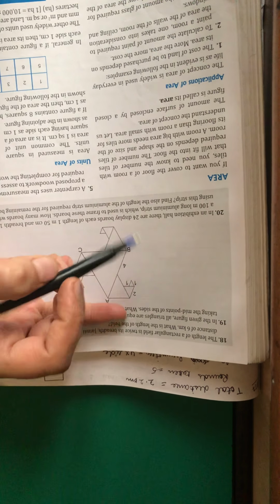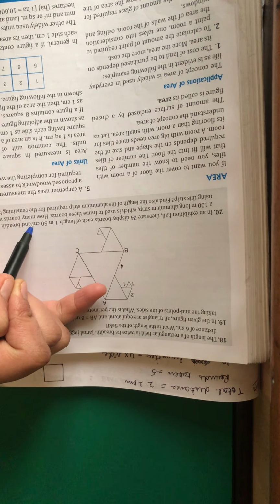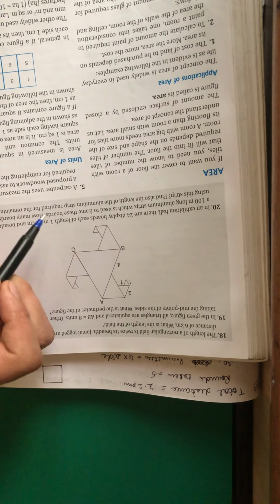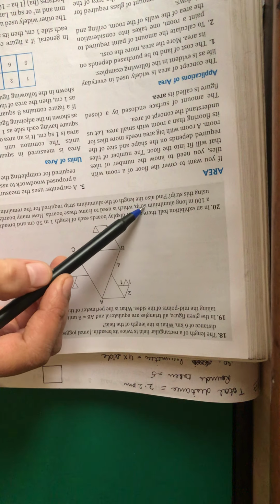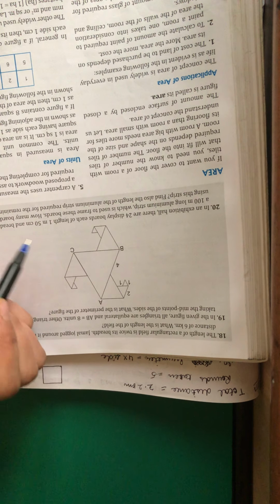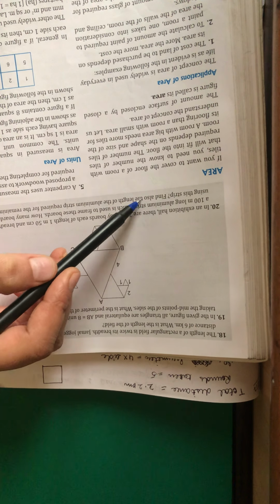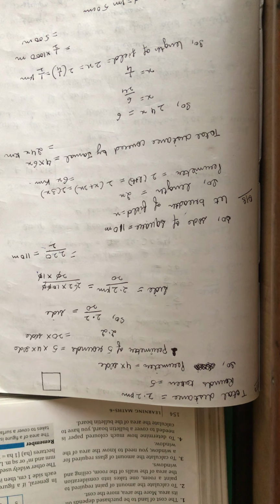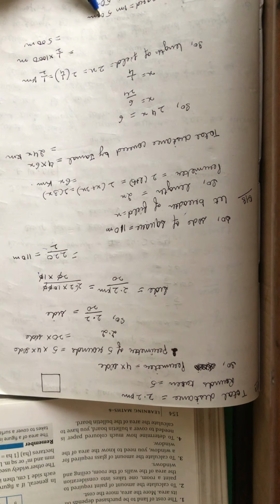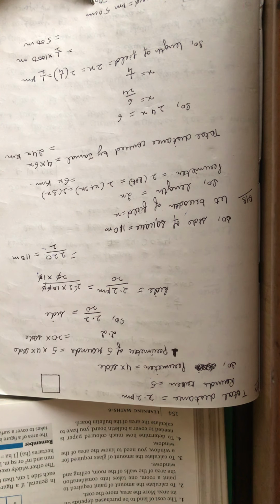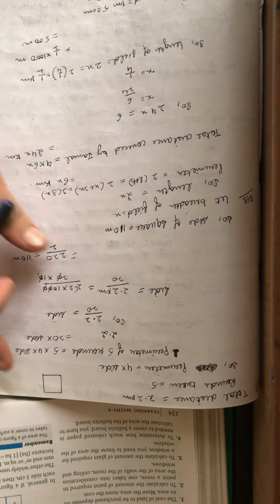Next, 20th question is, in an exhibition hall, there are 24 display boards, each of length 1 meter 50 centimeter and breadth 1 meter. There is a 100 meter long aluminium strip which is used to frame these boards. How many boards will be framed using this strip? Find also the length of the aluminium strip required for the remaining boards. Okay, let us calculate how many boards will be framed. Length of board is 1 meter 50 centimeters. So you will convert it into meters first. 50 centimeters, so it will be 50 by 100 meters. That means 1.50 meters. And breadth of the board is given 1 meter.